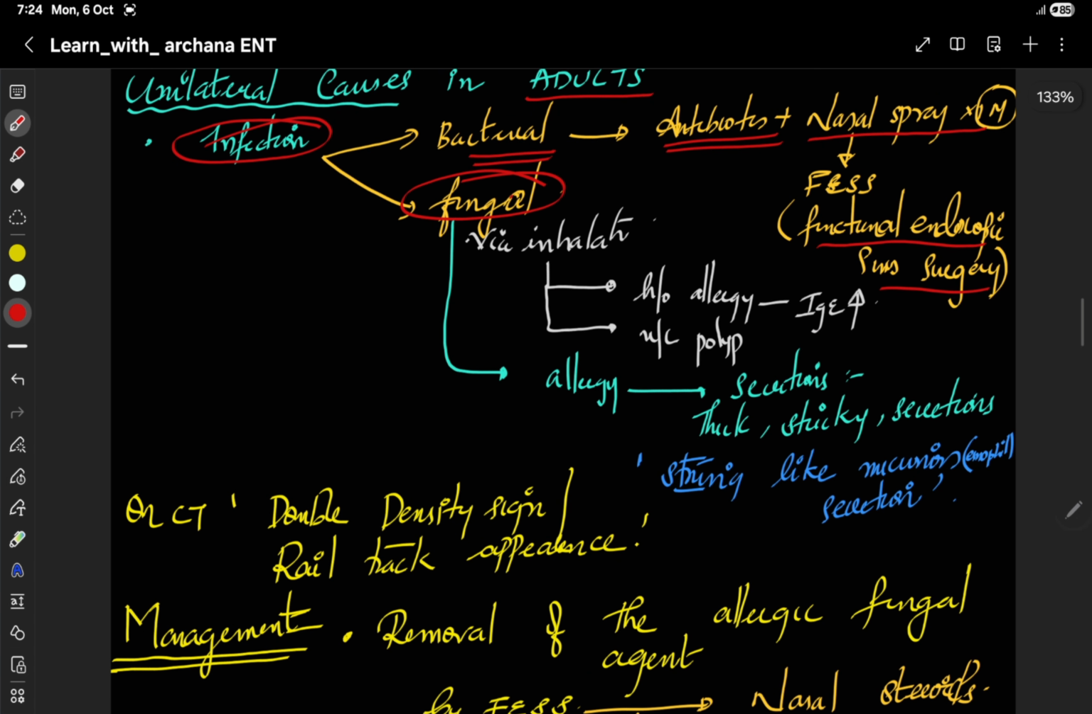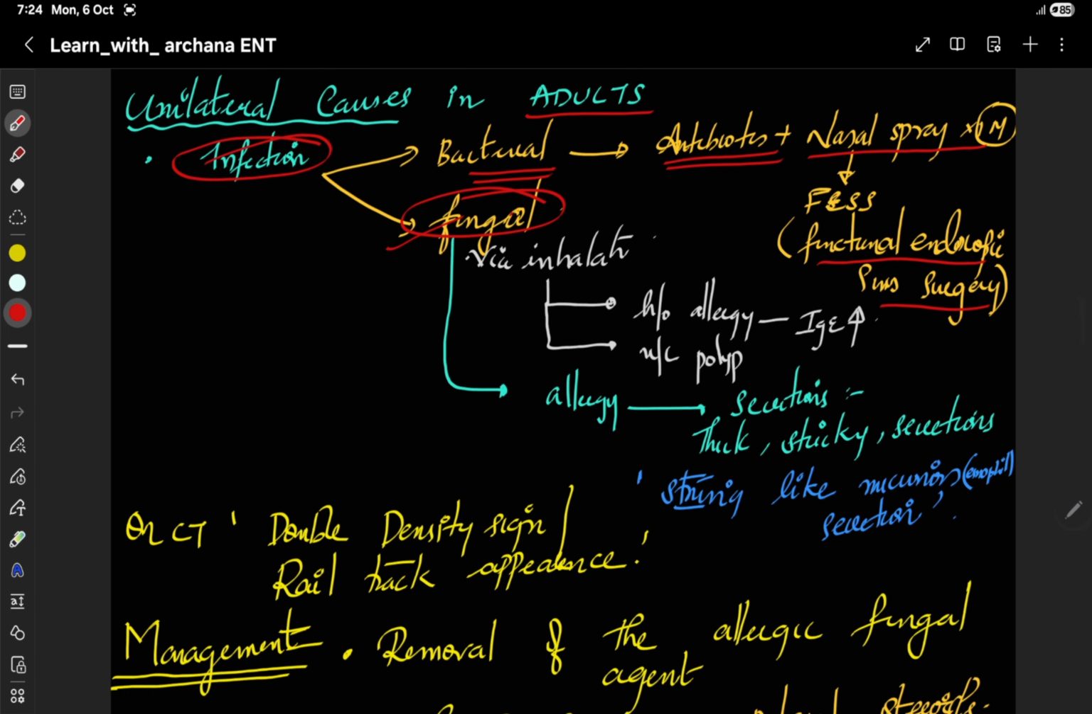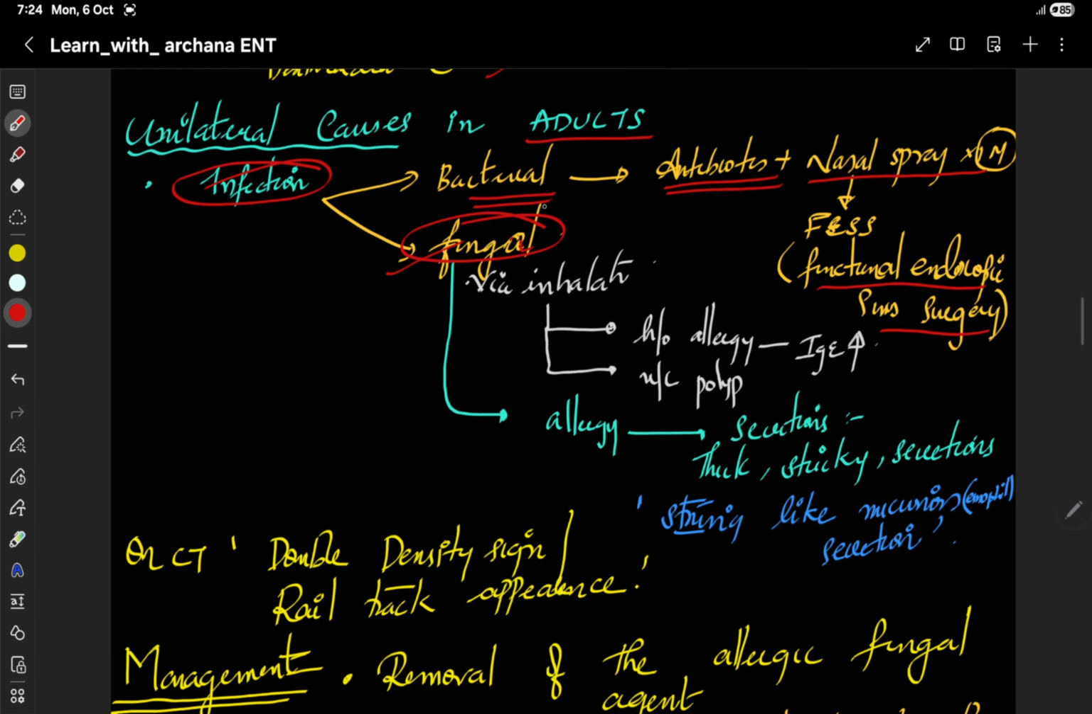And in the case of fungal infections, how does it occur? The patient has a history of allergy and he inhales a fungal agent. Okay, and the patient is allergic to this fungal agent and it will cause allergic reactions causing thick sticky secretions, and this is known as string-like mucinous secretions. Okay, and this string-like mucinous secretion is due to eosinophils.